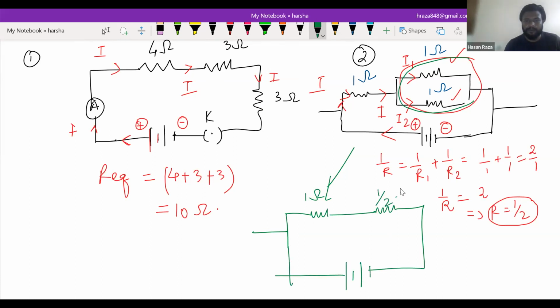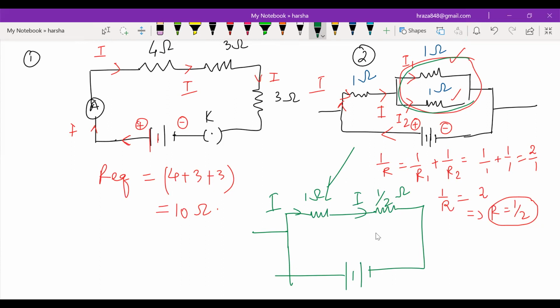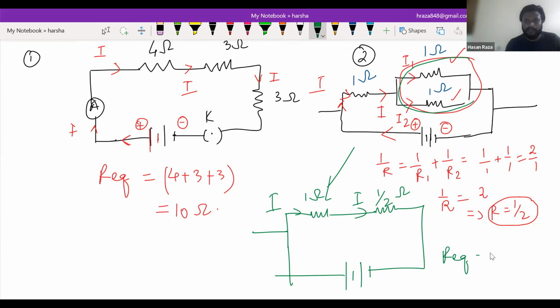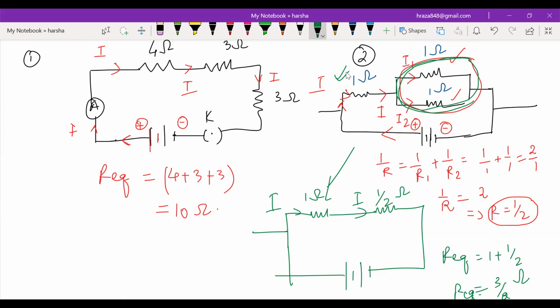It is like this, half ohm. Now see, I and then I. Now is this 1 ohm and half ohm in series or parallel? Series. So what we are going to do, R equivalent is equal to 1 plus 1 by 2, that will be 3 by 2 ohm. This will be the final answer. So what we did here is, these two are in parallel, so we solve it and make it 1. So when you make it 1, it will be in series with this resistance. Is that clear? Yes, sir. Okay, just write it.